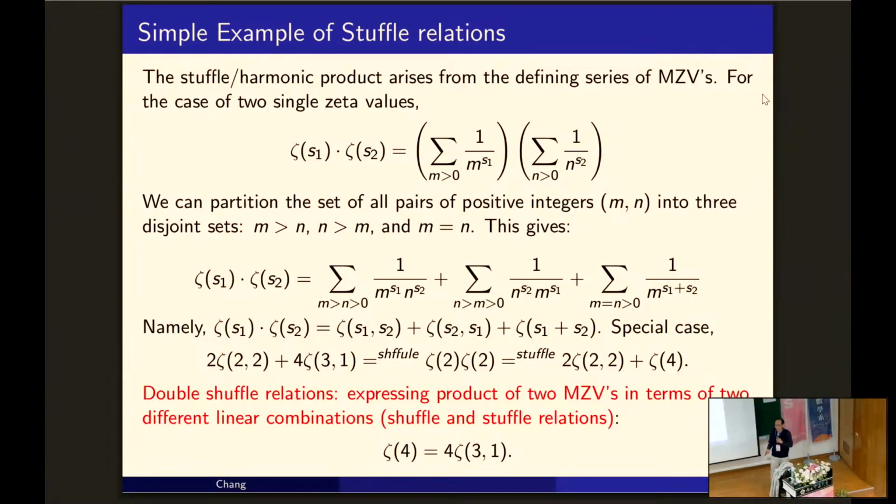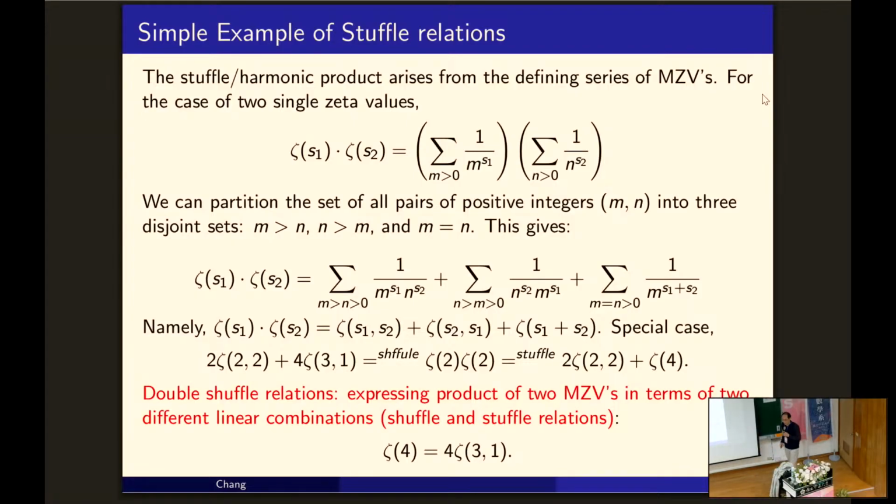Let's look at the simplest case, a product of single zeta values. By definition, it is the product of these two sums. Then we partition the pair (m,n) into 3 possibilities: m bigger than n, n bigger than m, or m equal to n. So the product becomes the sum of these 3 terms. By definition, this is zeta(s1,s2), this is zeta(s2,s1), and this is zeta(s1+s2). This is the so-called stuffle relation. I just take the simplest example.